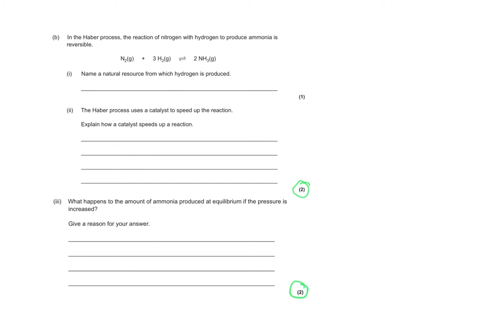So we're looking at what happens to the amount of ammonia if we increase pressure. First, think about which direction the equilibrium would shift and therefore why. This is 5 marks worth of question, so you've got 5 minutes. Pause the video now and have a go. So now let's look at our answer.